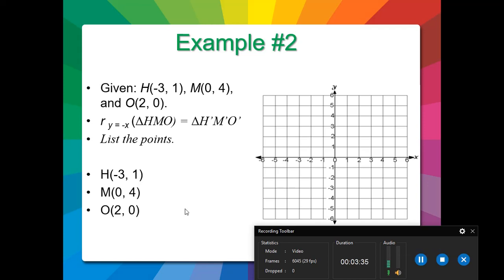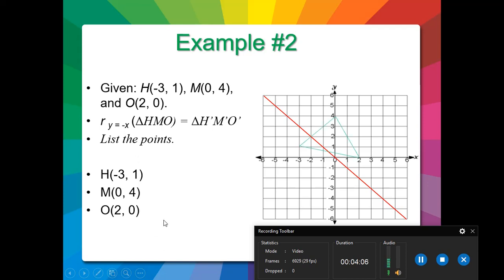In example 2, we have triangle HMO, but now we're being asked to reflect in the line y equals -x. This is not a rule that we developed. In fact, quite often, the line of reflection will not be something that has a rule. So I'm going to go ahead and plot that. So x is -1, y is +1. X is -2, y is 2. Basically, this has an intercept of 0 and a slope of -1.